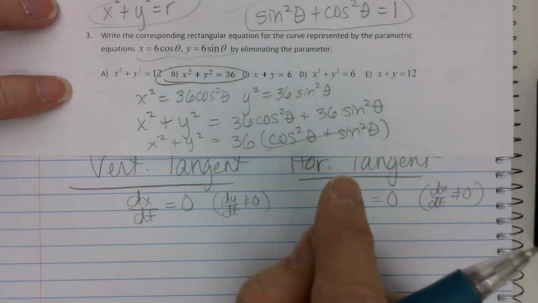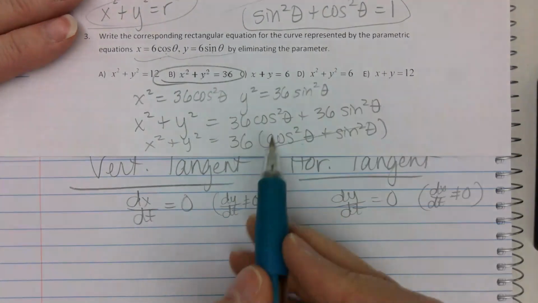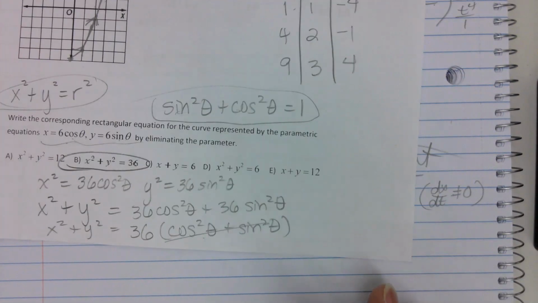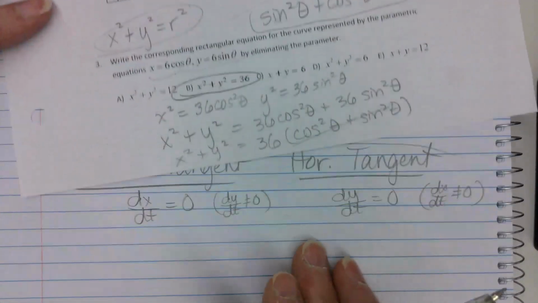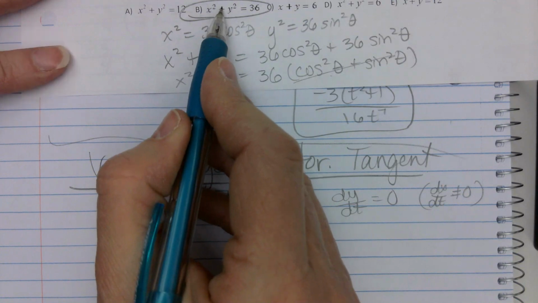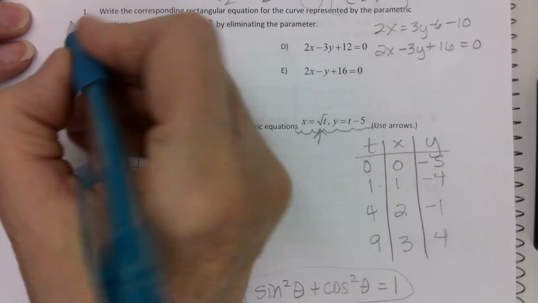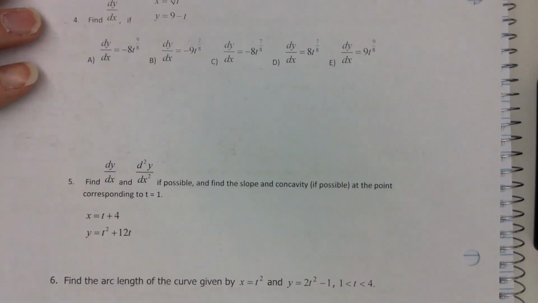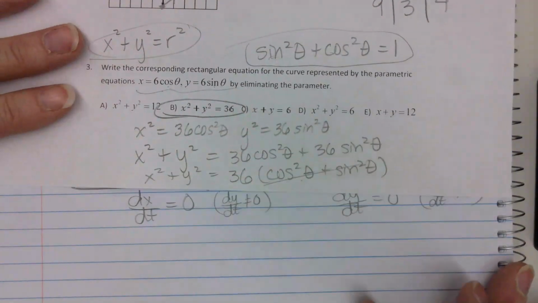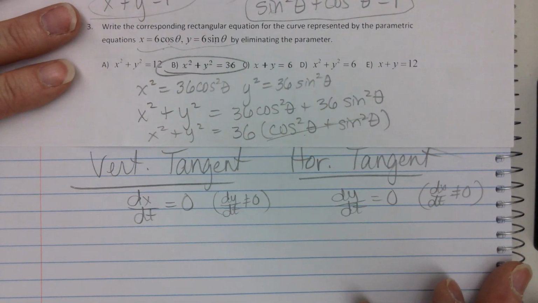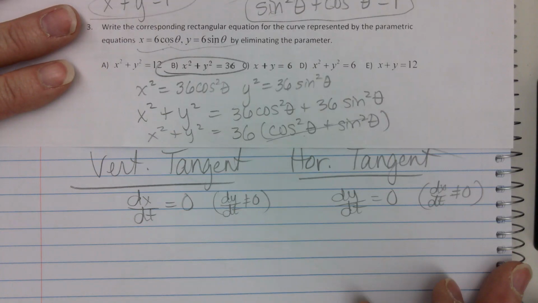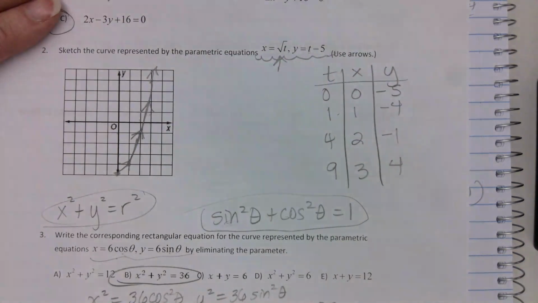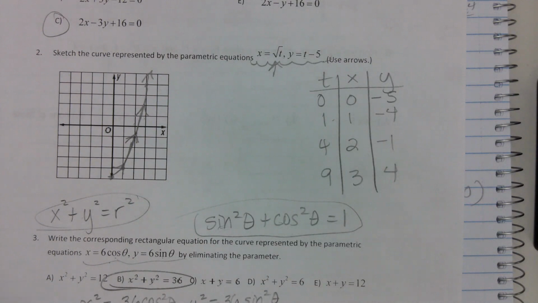So on these, we would simply look for something like that. I'm not promising there's going to be a trig conversion on there. I am promising there's going to be a non-trig one on there. I mean, that was pretty easy. So let's practice eliminating the parameter on number 2.